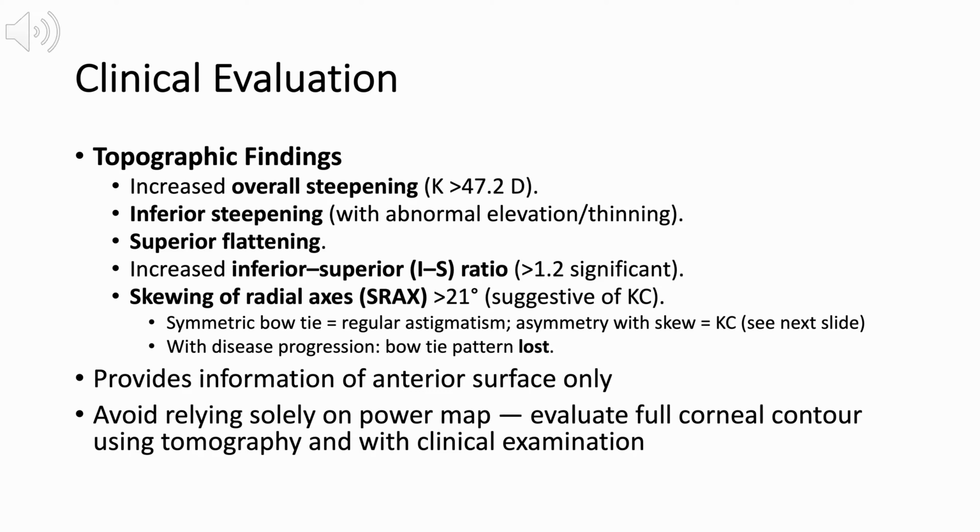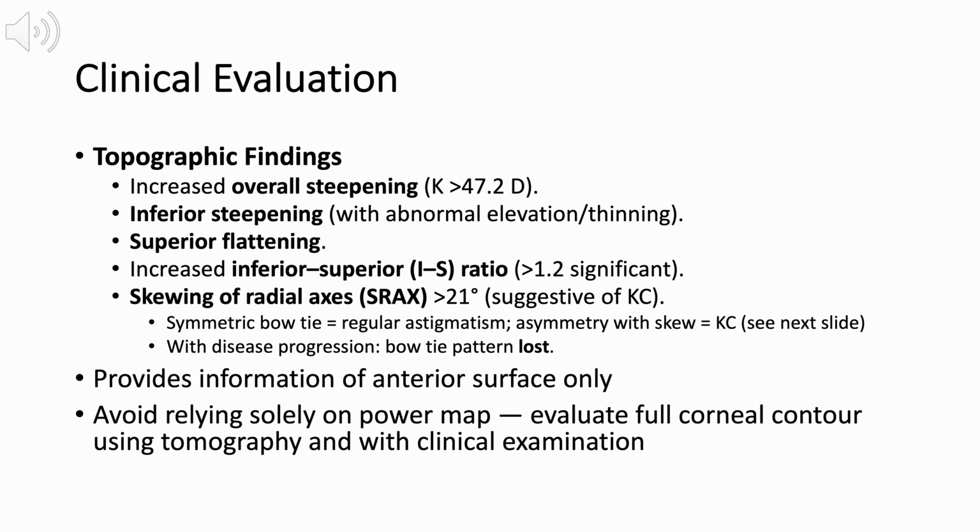Another important metric is the inferior-superior ratio, or IS ratio. A ratio greater than 1.2 is considered significant and strongly suggestive of keratoconus. In addition, we evaluate the skewing of radial axes, or SRAX, which is elaborated on in the next slide. When this value exceeds 21 degrees, it suggests keratoconus.